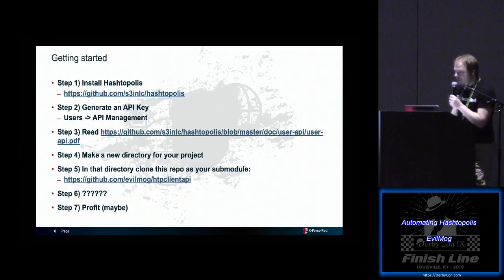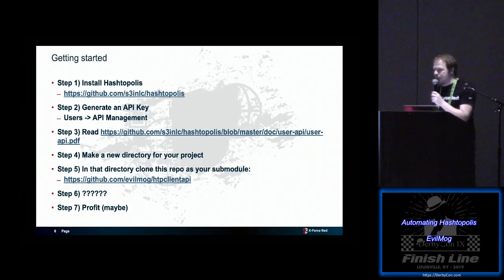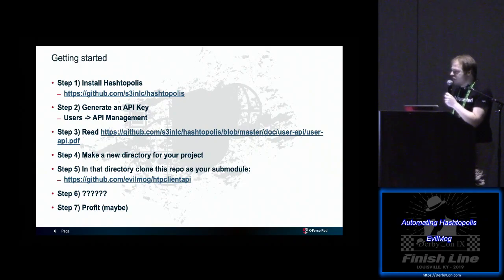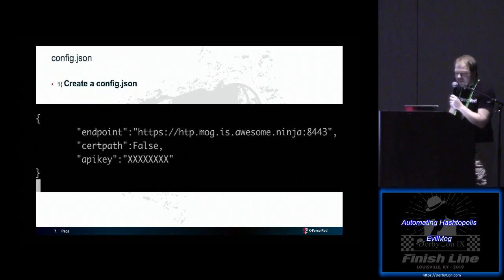So, to use Hashtopolis, or at least do some automation, you first have to install Hashtopolis. There's the GitHub repo, reasonably easy. I might even post the slides when I'm done so you can all take copies, but feel free to take pictures of the slide deck, no problem. You have to generate an API key in order to use Hashtopolis for its automation pieces, so create an API key. You should probably read the user API PDF before you try to automate it with the frameworks we wrote for Python. You make a new directory for your project, clone this repo, question marks, and profit. Relatively simple for getting started.